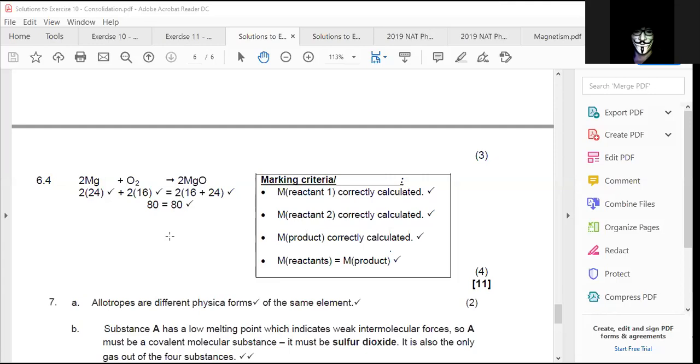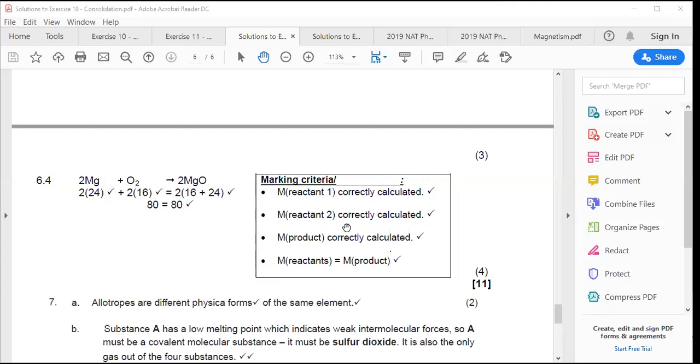All right. So here, the marking criteria: you're going to get 1 mark for correctly calculating the mass of magnesium, 1 mark for calculating the mass of oxygen, then 1 mark for calculating the mass of magnesium oxide, then the comment to say the mass of the reactant is equal to the mass of the product. You need that comment there to show that mass is conserved, then you get your 4 marks.